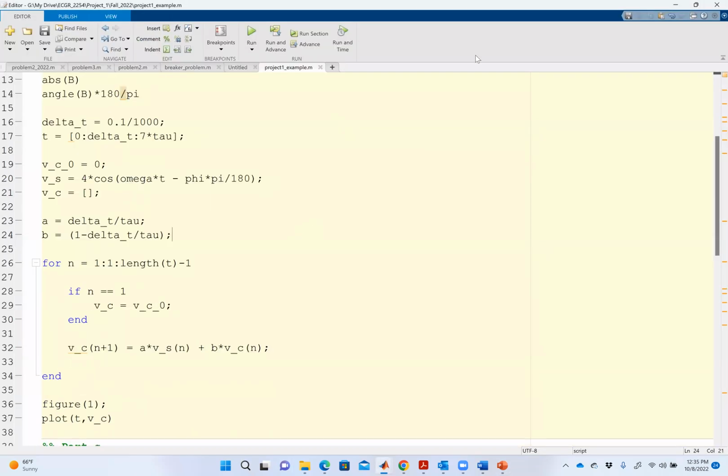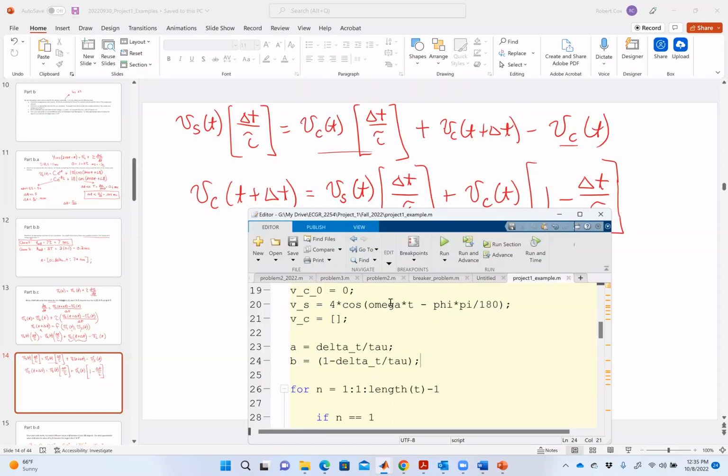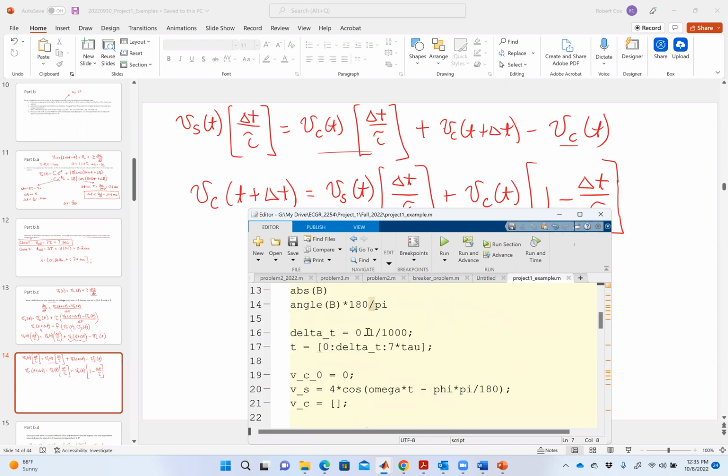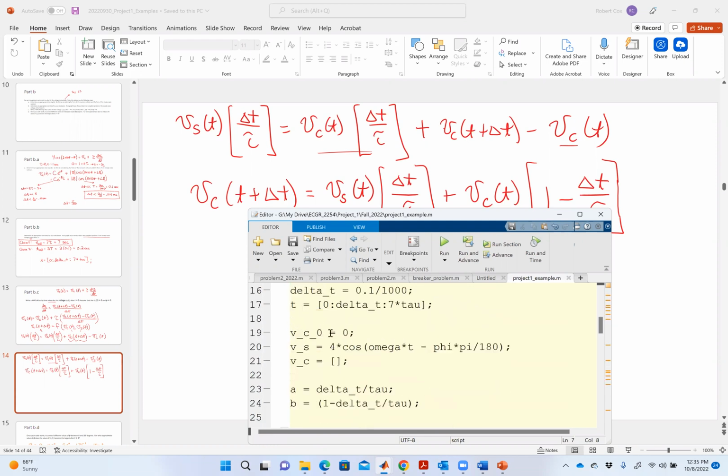Here's how I put that into code. So I defined V sub s here. V sub s is cosine of omega t, where omega is defined up top as 2 pi 10. Right now I have minus phi. I wrote this the same way I have in the problem statement, except right now I've been told that phi equals 0. I was also told that the initial condition, V sub c underscore 0, is 0 volts on the capacitor.